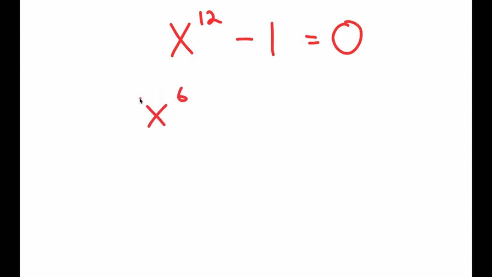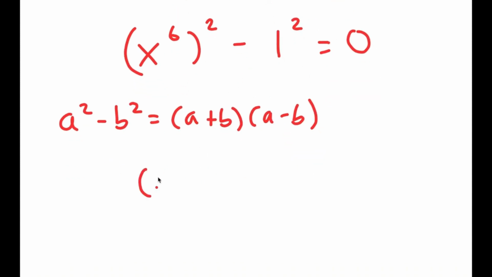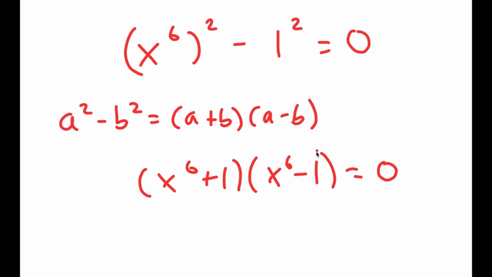Alright, so in this video, I'm going to solve the equation x to the power of 12 minus 1 is equal to 0. So to solve this, I'm going to first rewrite this as x to the power of 6 to the power of 2 minus 1 squared is equal to 0. The reason I'm doing this is so I can use the property a squared minus b squared is equal to a plus b times a minus b. So this turns into x to the power of 6 plus 1 times x to the power of 6 minus 1 is equal to 0.